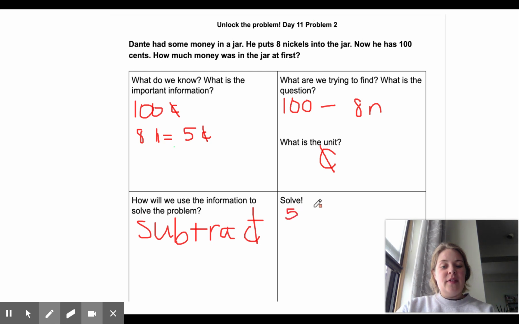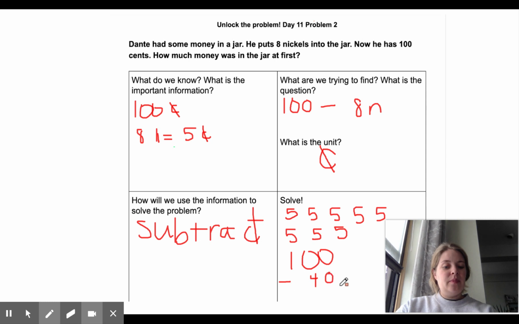5, 10, 15, 20, 25, 30, 35, 40. So 8 nickels equals 40 cents. 100 minus 40. What is that? That is 60 cents. And again, that should be something that you can do quickly in your head because it is all friendly numbers, 60 cents.